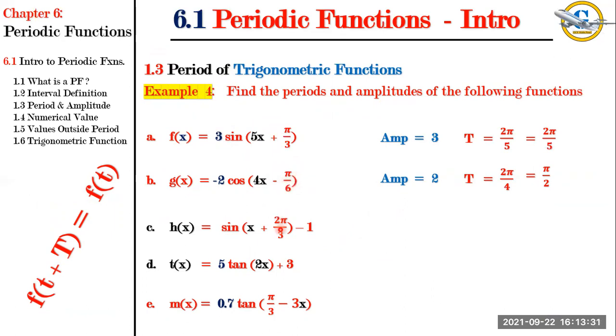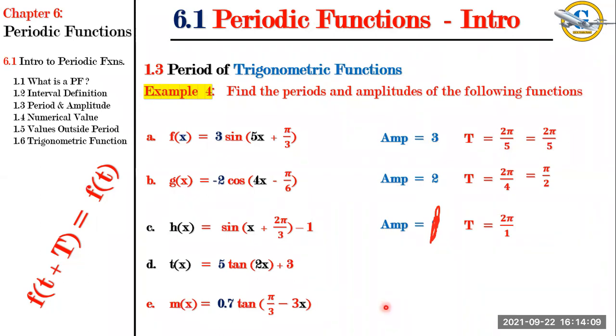There's no vertical shift here. Then for h of x, the sine function, the coefficient of x here is 1, so the period is just 2 pi divided by 1, which is 2 pi. And the amplitude is 1 also. So the amplitude is 1 and the period is 2 pi.